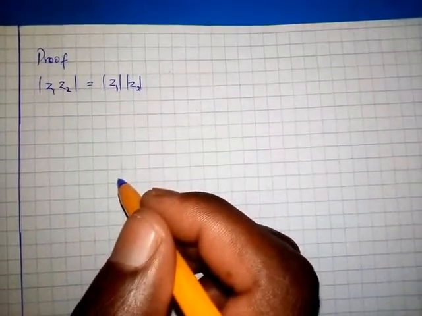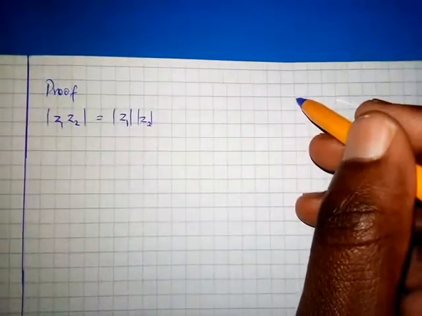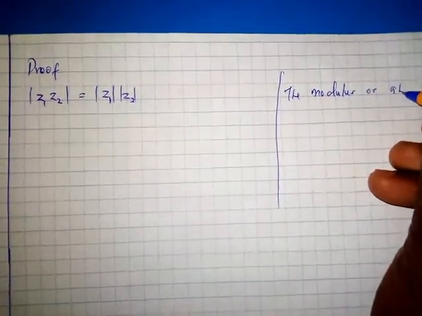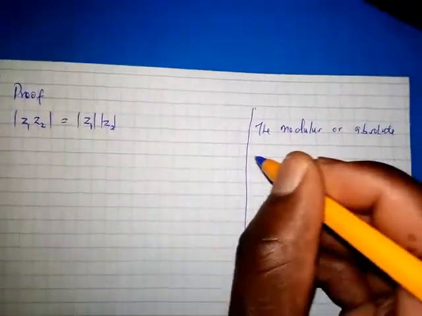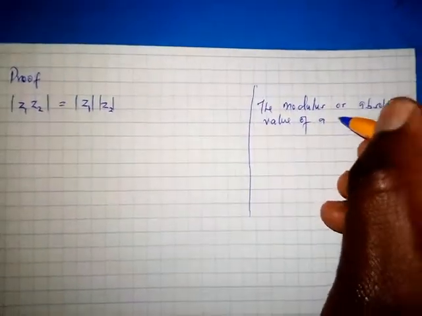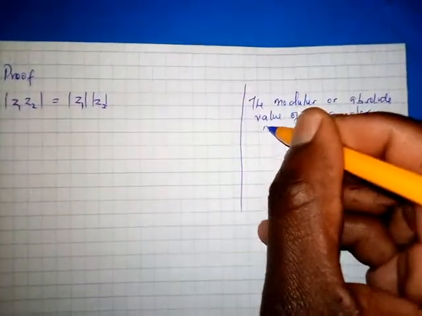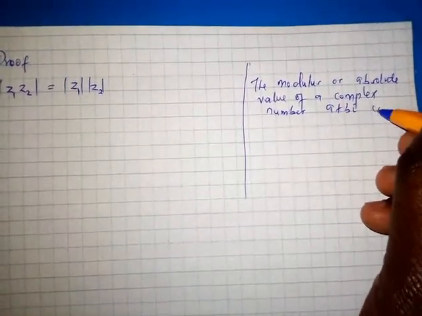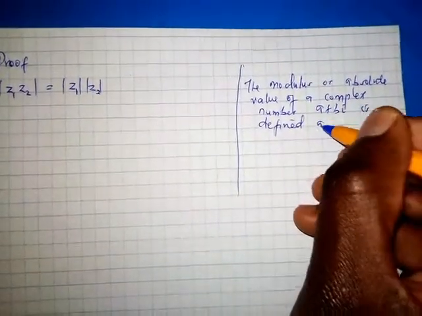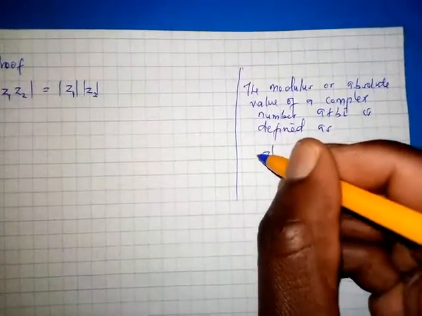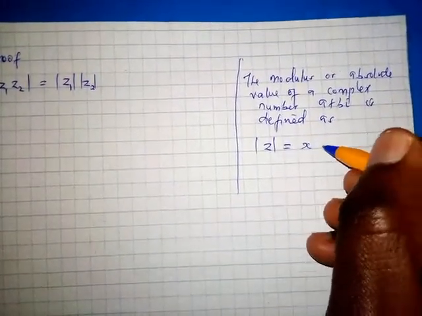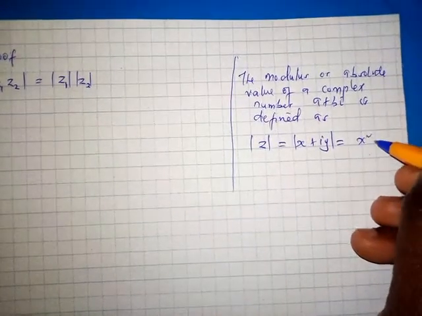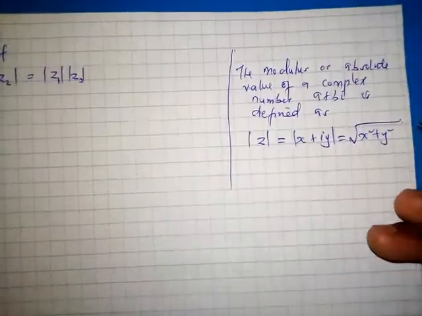When I say the modulus, remember, the absolute value or the modulus of a complex number a plus bi is defined as follows: the modulus of z, which is equal to x plus iy, is equal to the square root of x squared plus y squared. This is what I mean.